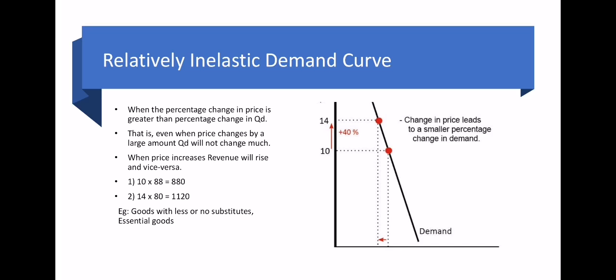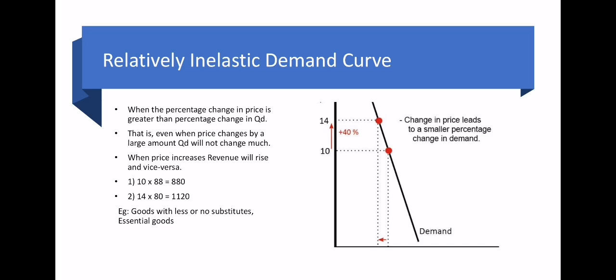What also happens here is that when price increases, revenue will also rise. So price and revenue have a direct relationship in these types of curves. Now in the elastic one, there was a negative relationship. When price increased, revenue dropped. Why? Because your quantity demanded fell.